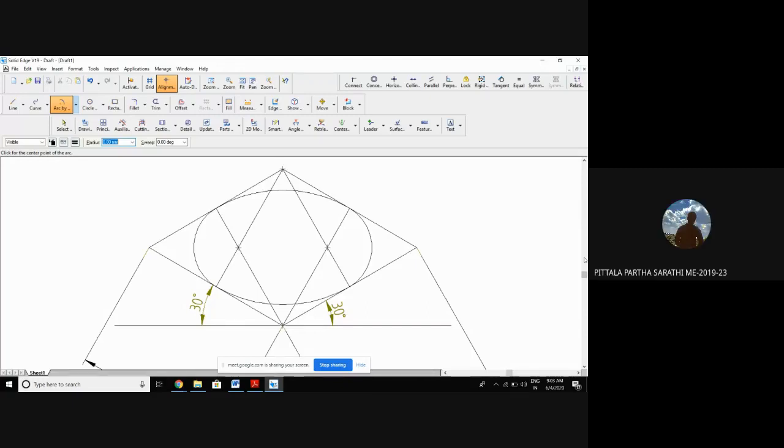Sir, any doubts? Sir, if you calculate diameter of a cone, it should be 60 into 0.8164. Yes. Yes, tell me. Yes, I can hear you. Nothing, sir. That's all. Okay. This ellipse is done.